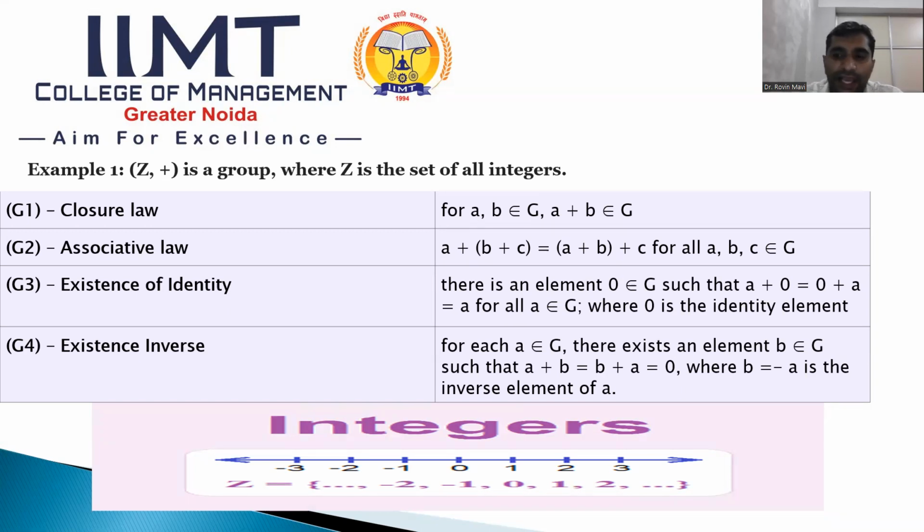Existence of identity: for a belonging to G, there exists an element 0 belonging to G such that a plus 0 is equal to 0 plus a. Under addition the identity is 0, and under multiplication the identity is 1. Existence of inverse: for a belonging to G, there exists an element b belonging to G such that a plus b is equal to b plus a is equal to the identity, which is 0. Here b is equal to minus a, the inverse element of a. a plus (minus a) is equal to 0, where 0 is the identity under addition, so minus a is the inverse of a.